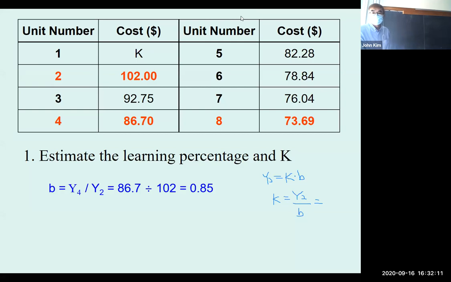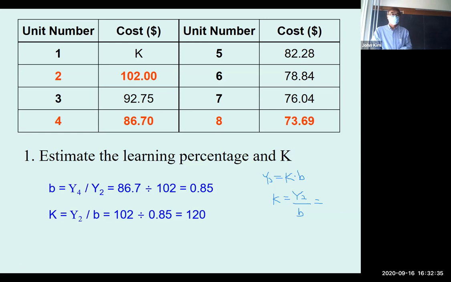So K equals y second divided by b, 102 divided by 0.85 equals 120. What do you think? Does it make sense? If you think it makes sense, then you understood. But, oh well, maybe you need practice, okay?